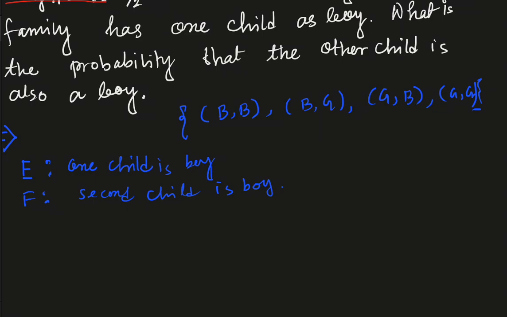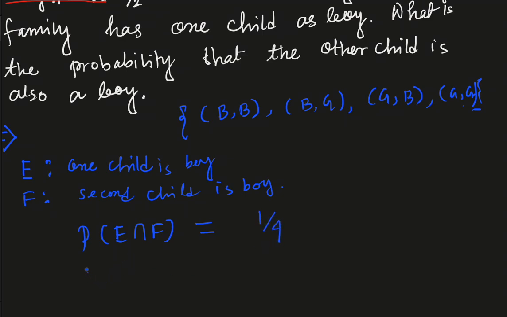So one thing we know: what is the probability that one child is a boy and the second child is a boy, then both children are boys, right? What is the probability of E intersection F? E intersection F means both of these two statements are true. That means the first child is a boy and the second child is also a boy. That is one of these four events, so that is 1/4.